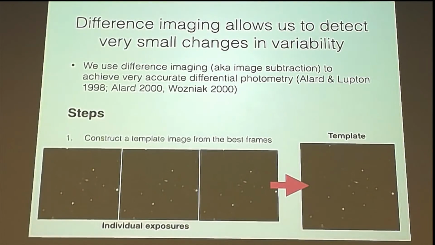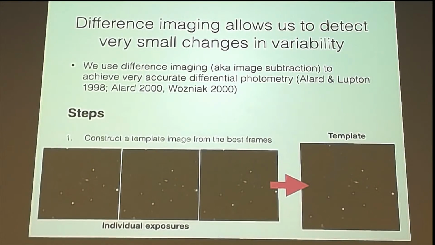I just wanted to give a little overview of the imaging technique. I'm interested in finding really low levels of variability from an active galactic nucleus that is superposed on top of an underlying host galaxy. In order to detect those low levels of variability, we want to subtract off the light from the host galaxy. So we use a technique called difference imaging, or image subtraction, to achieve very accurate photometry.